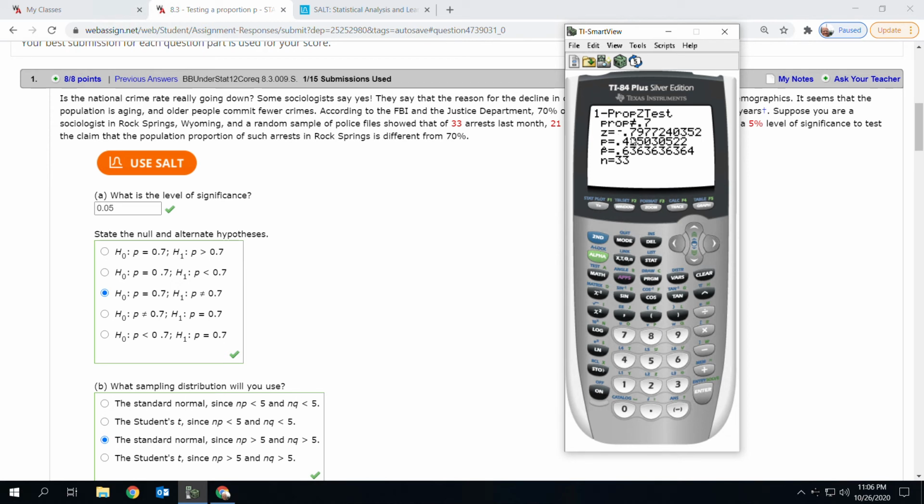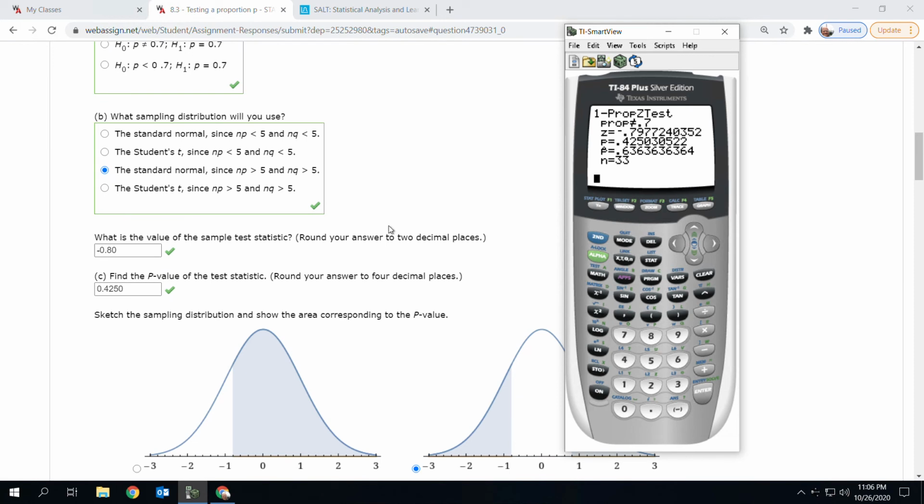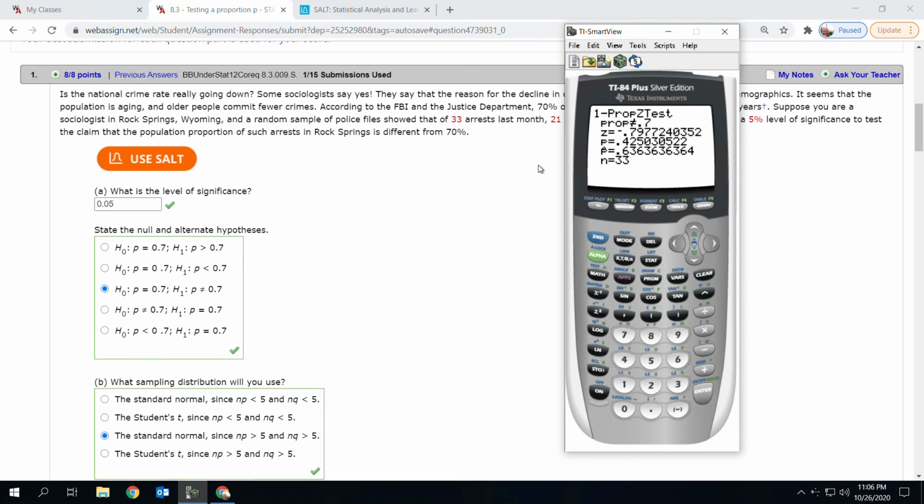Our z-value is negative, and that matched with SALT. So rounded to 2 decimal places, it's negative 0.80. Our p-value is 0.4250. This p-hat is your estimate from your data. If you actually take 21 divided by 33, this is the proportion you get. The proportion we had in our data was 63 to 64%. That's from our sample.